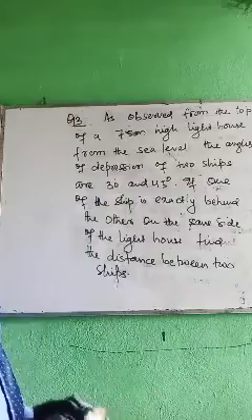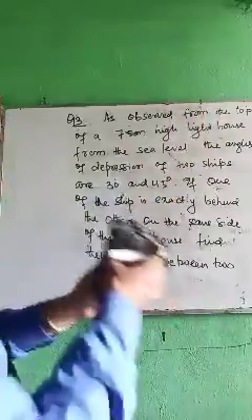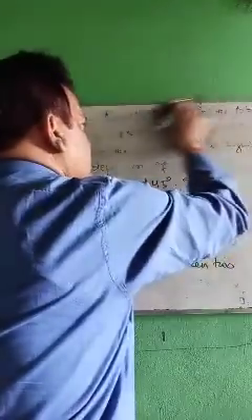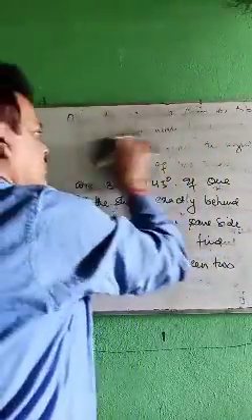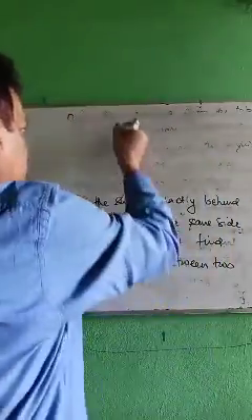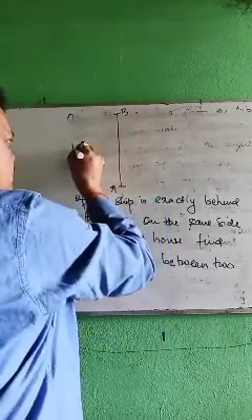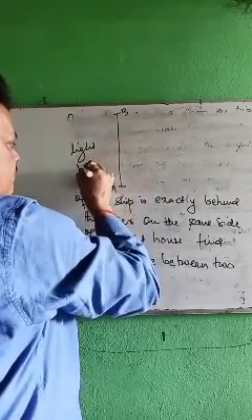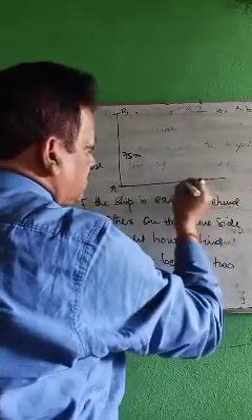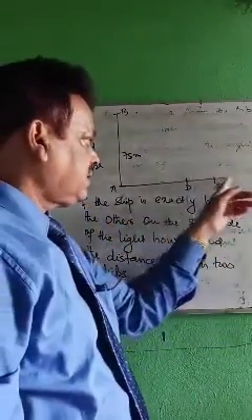Okay, so look at here. Observed from the top of a 75-meter high lighthouse. So let's make a lighthouse. Suppose this is a lighthouse, AB, 75 meter at the sea level. This is your sea level. There are two ships, D and E.